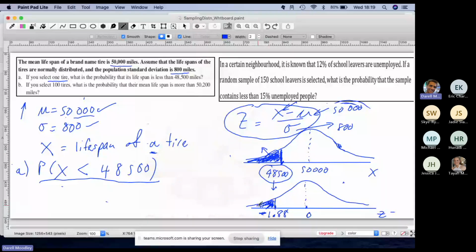And I'm not going to go over how to find the probability because I covered that last week. So if you're not sure, please just watch that video. I've covered it in a lot of detail of how to find these probabilities. So if you use the table in the back of your book, you'll find the answer is 3.01%.